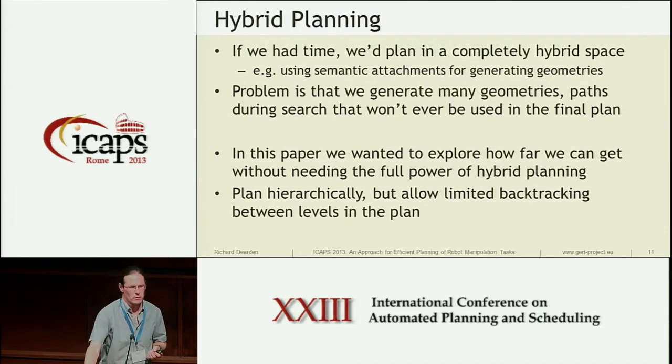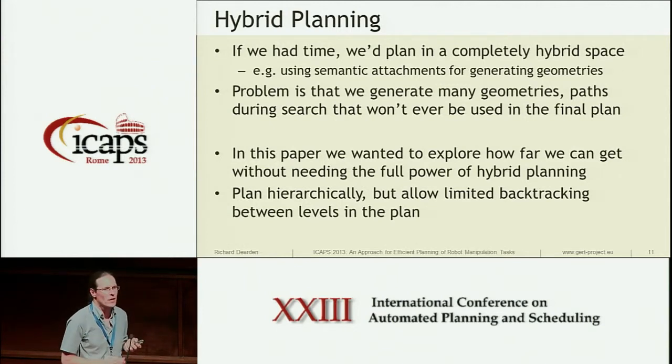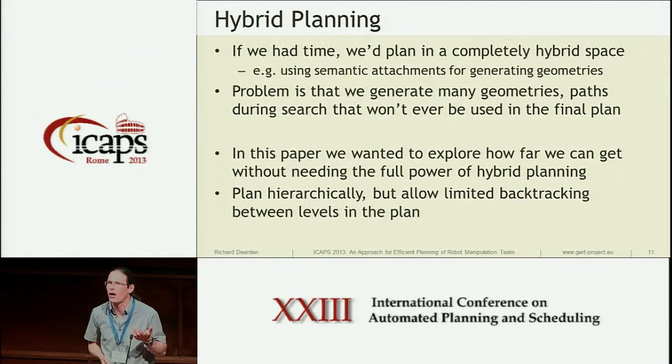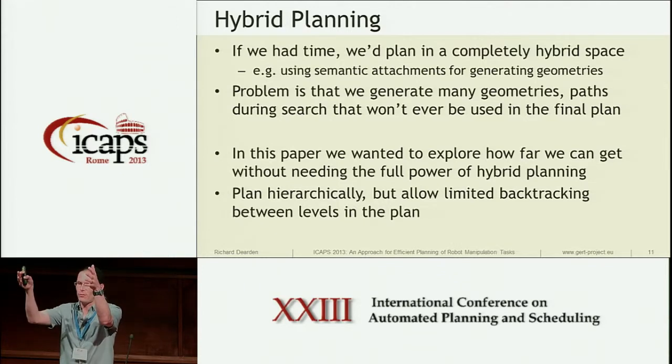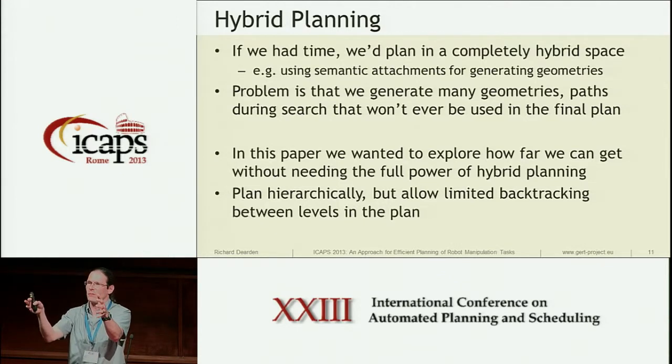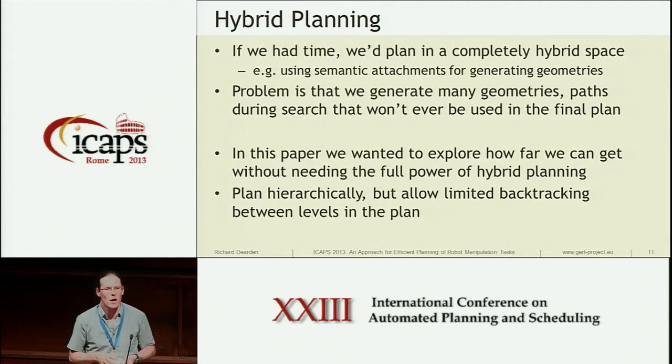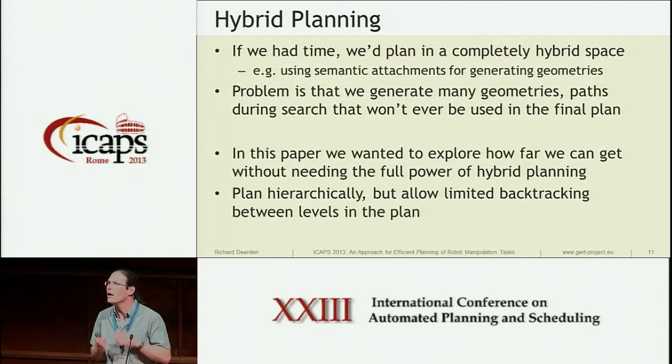Okay, so I've pretty much said all of this stuff. So what we're going to do is plan this hierarchically. We're going to treat it as do the symbolic plan, then turn it into geometric positions, then do the path planning. But we are going to allow some limited backtracking, and I'll show you exactly how we do that. Essentially, if we can't generate geometric states, we're going to change the goal for the symbolic planner and let it try and plan again.